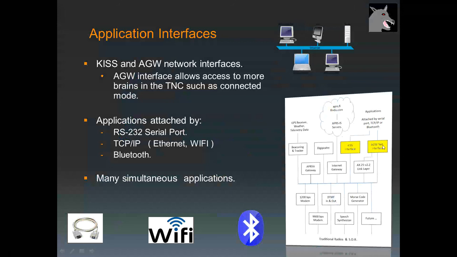There's another interface called the AGW Network Interface that came from the AGW packet engine, and this exposes a lot more intelligence in the TNC, specifically the link layer that gives you connected mode. And unlike the old RS-232 cable that allowed you to connect one thing, you can connect a whole bunch of applications all at the same time.